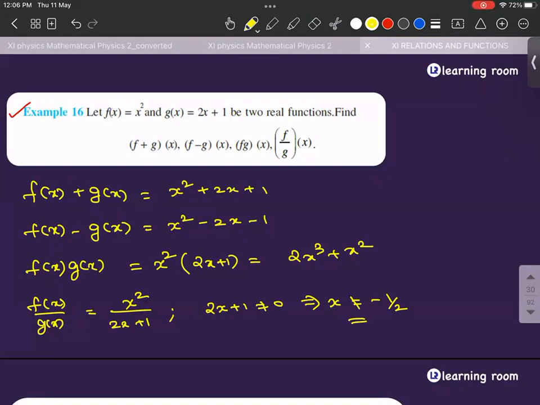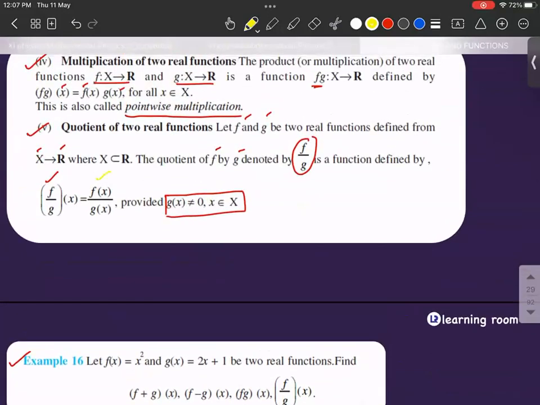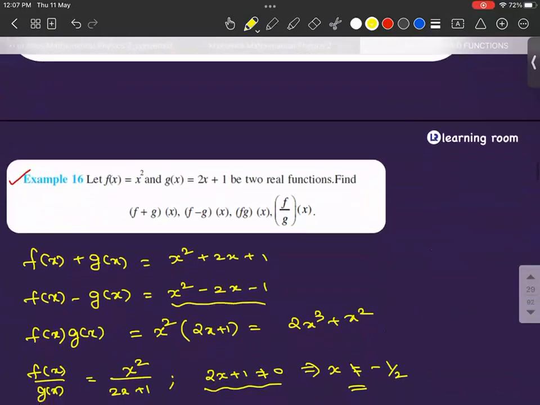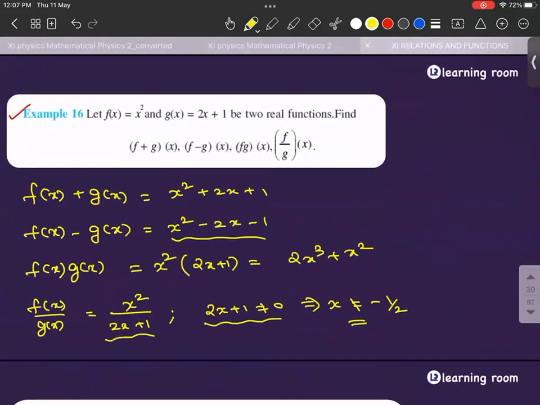Yes. I didn't understand the second question. Can you explain? Which part? The last second step. See, f(x) by g(x) is x squared by 2x plus 1. What did we say in the case of f(x) by g(x)? g(x) should not be equal to 0. So what is g(x) in this case? It is 2x plus 1. 2x plus 1 is not equal to 0 means x is not equal to minus half.